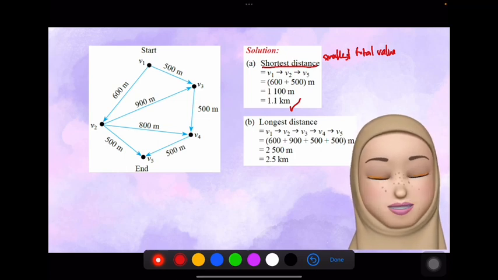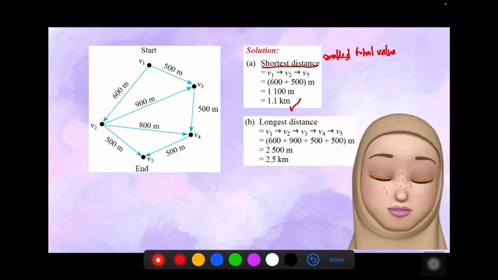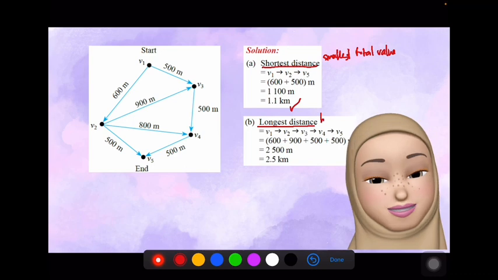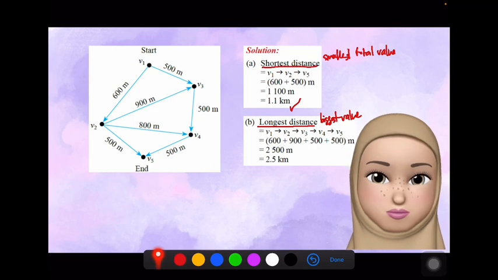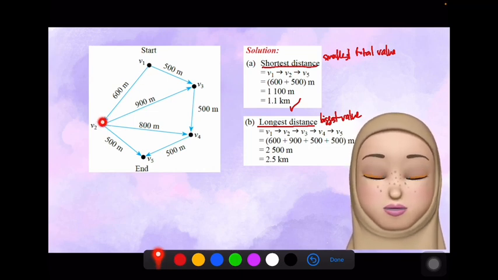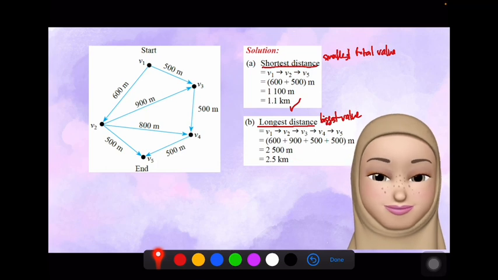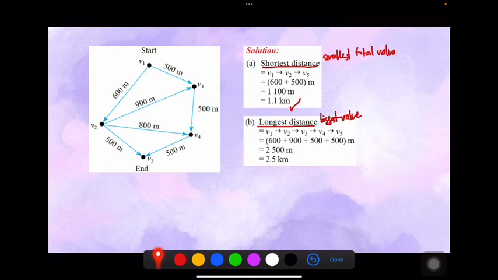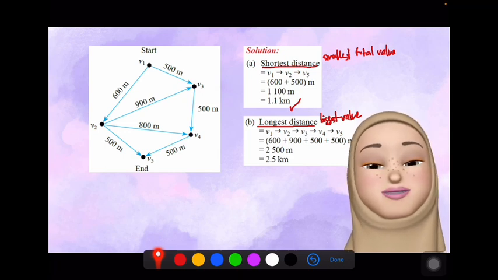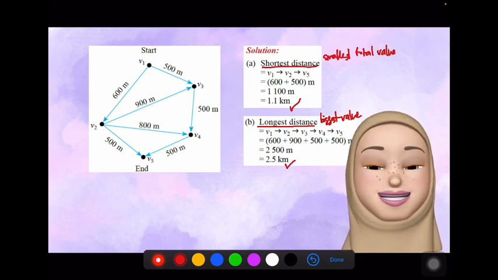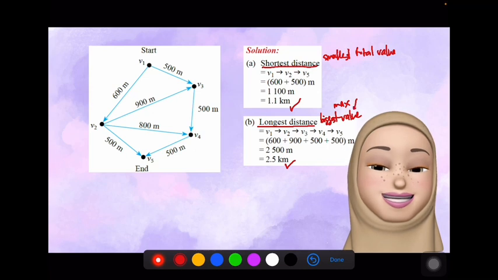Take a look, question B. We are going to determine the longest distance. So you have to choose the route from the diagram which can give us the longest value of distance. If you move from V1 to V2, next we go to V3, V4 and finally end at V5, it will take 2,500 meters, which is equivalent to 2.5 kilometers. So it shows that this is the maximum value of distance. So this is the longest distance.